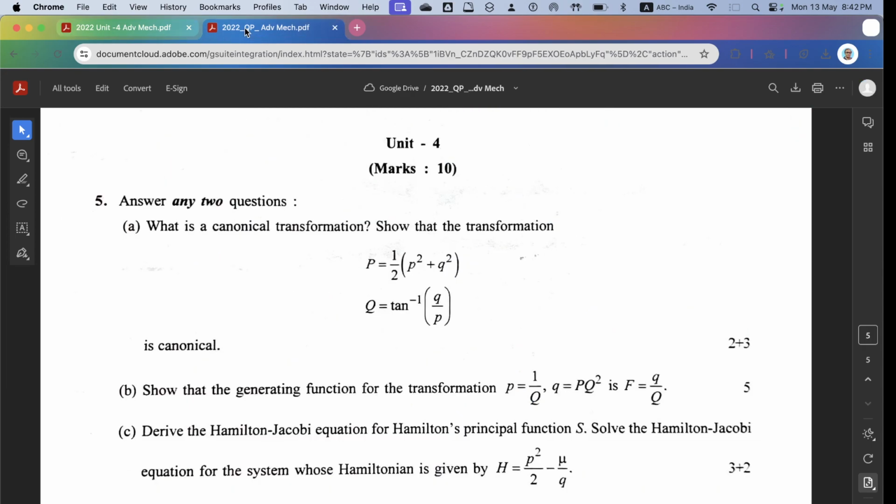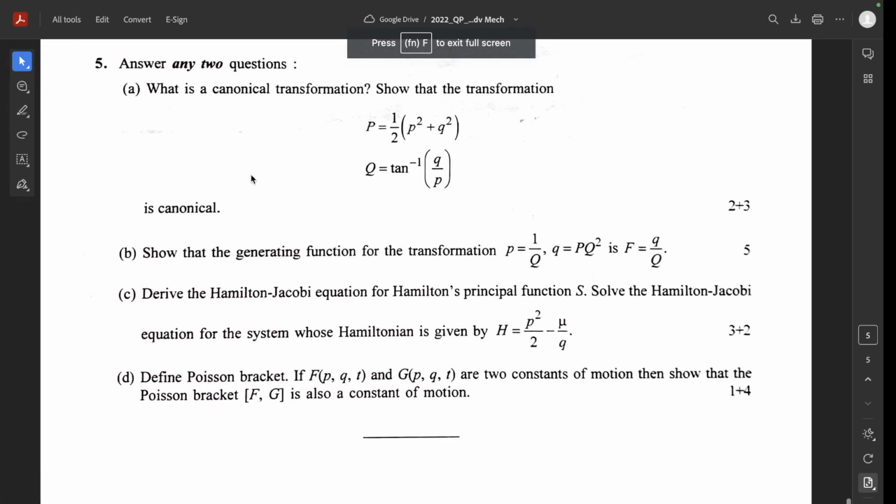Next question, question 5b. Show that the generating function for the transformation p equal to 1 by capital Q, q equal to P capital Q squared is F equal to q by capital Q.